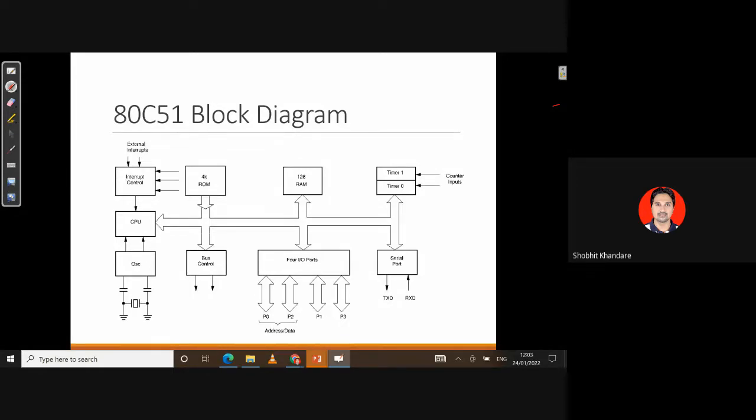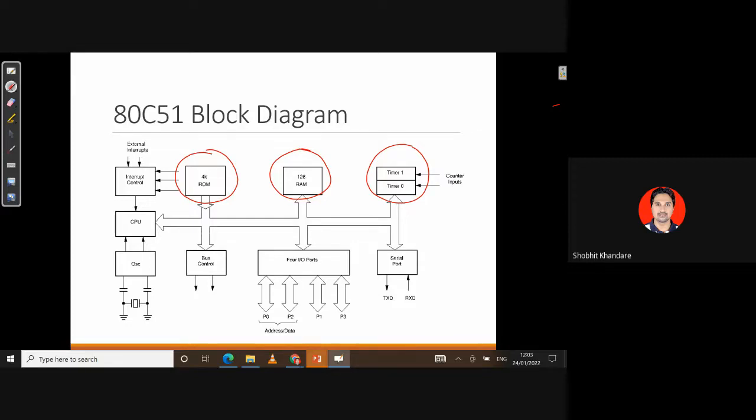सबसे important, ROM, RAM. Can you see ROM का साइज 4K, RAM का साइज 128? Yes, तो ये दो इंपॉर्टेंट आ गया. नेक्स्ट, 8051 में दो टाइमर होते हैं, टाइमर 0 एंड टाइमर 1.